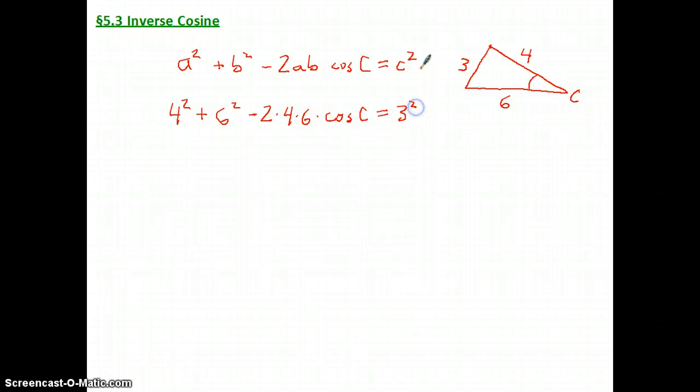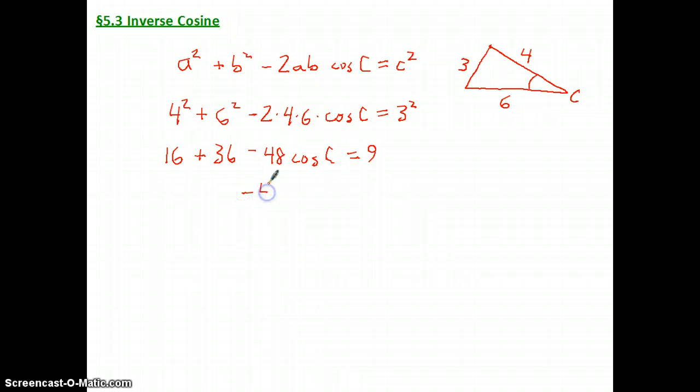And 3 gets to be the one by itself because that's the one that's opposite the angle in question over here. And then I need my calculator to do all this stuff. Be right back. Okay, 4 squared is 16. 6 squared is 36. 2 times 4 times 6, that's 48 times some unknown cosine equals 9.